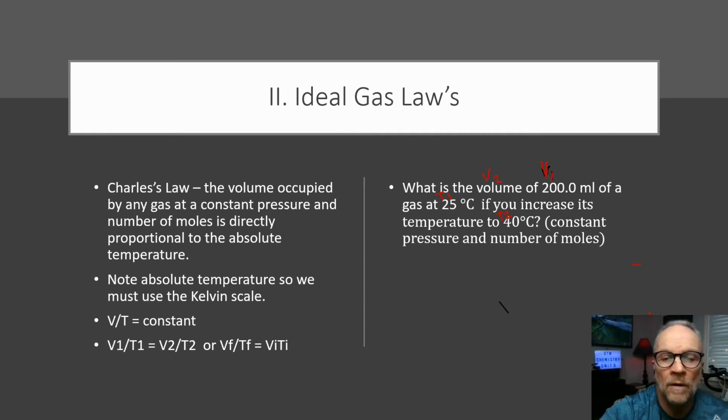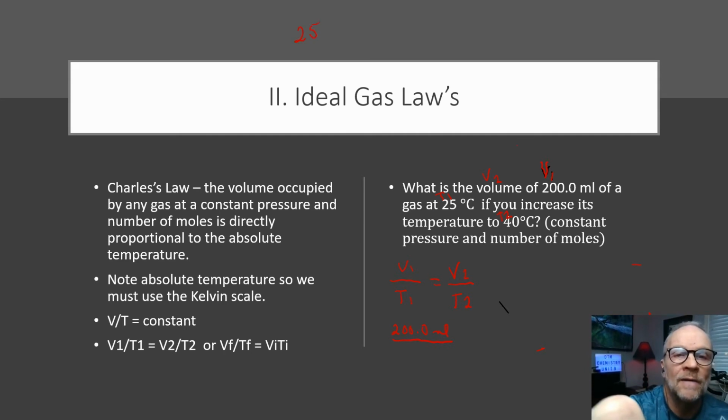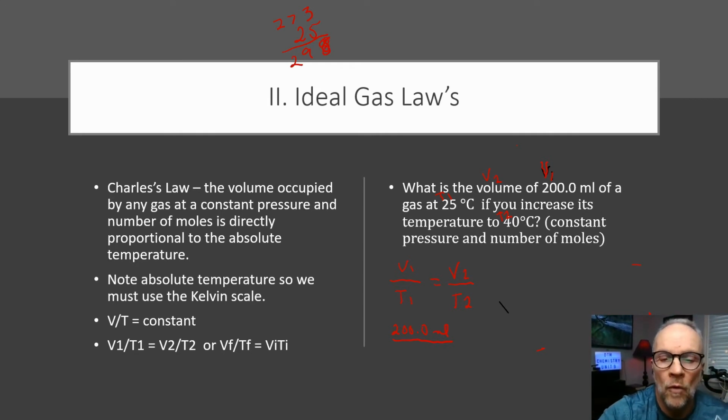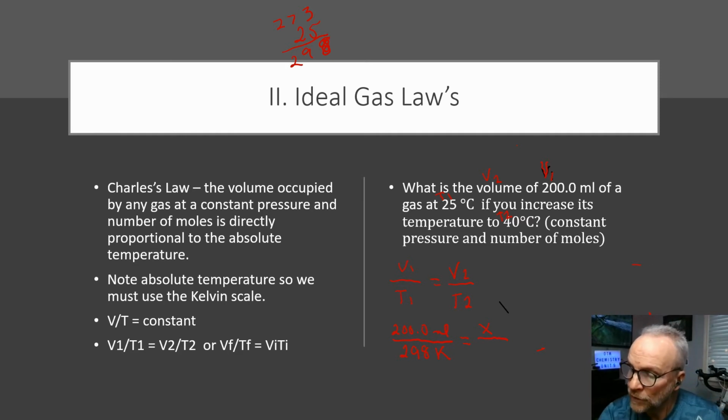So let's write our V1. Our volume here, V1, is 200 milliliters all over T1, which is 25 degrees C, but we'll need to add 273 to that. So 25 plus 273 gives us 298 for our Kelvin temperature. Remember, we have to convert it to Kelvin, so we'll have to add 273. V2 is what we're solving for. T2 is 40 plus 273, and if you do that, you get 313, I believe. And that would be in K.